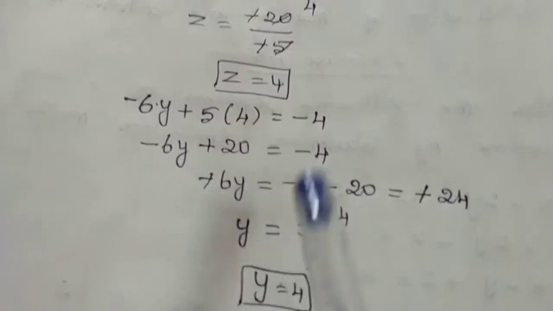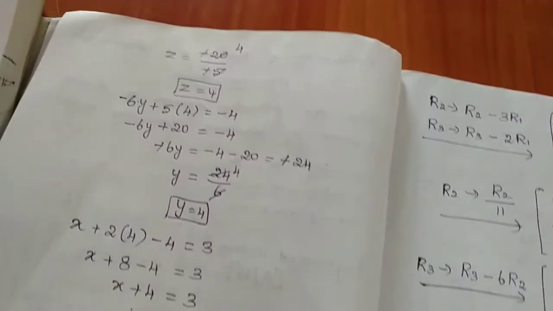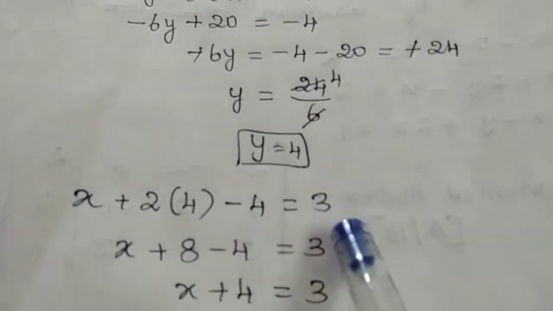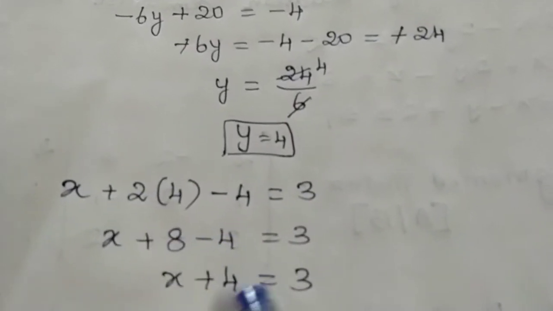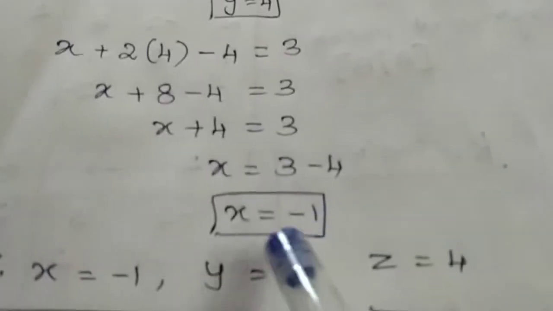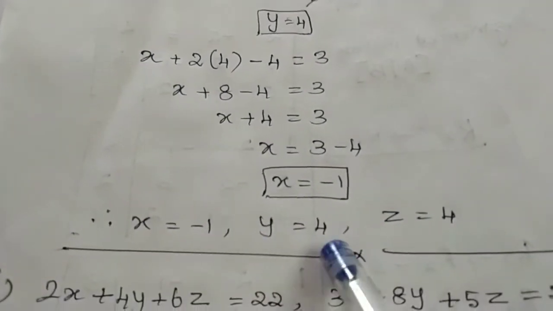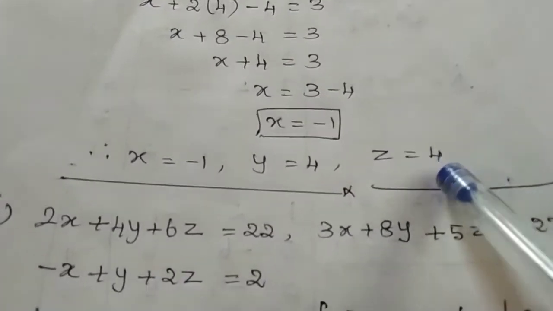Now we get z and y. z and y substitute in this equation. Okay, now x plus 2 into 4 minus 4 equal to 3, 8 minus 4, 4. 4 go to that side, minus 4, x equal to minus 1. Therefore x equal to minus 1, y equal to 4, z equal to 4.